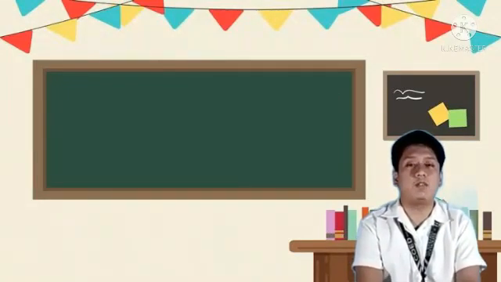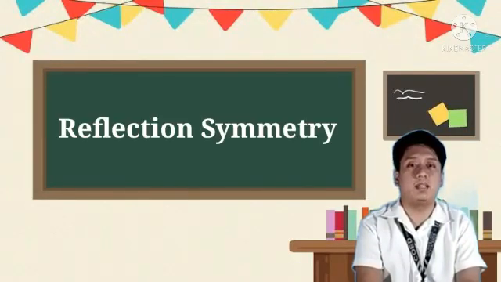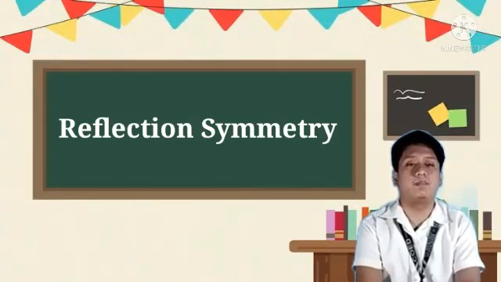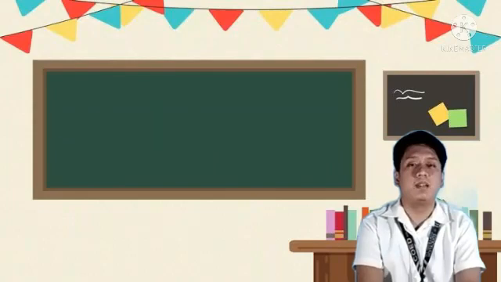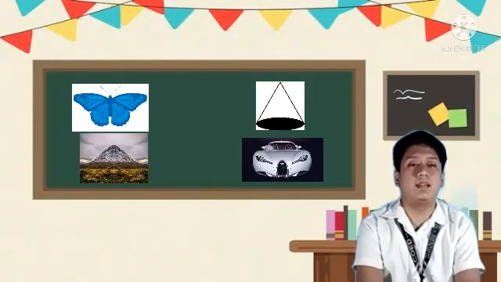There are many types of symmetry. First is the reflection symmetry. It is often known as mirror symmetry or line symmetry. The reflection symmetry is often seen when an object is split into two but remains unchanged. It is also called bilateral symmetry. Examples of this kind of symmetry are butterfly, mountain, cone, and car.